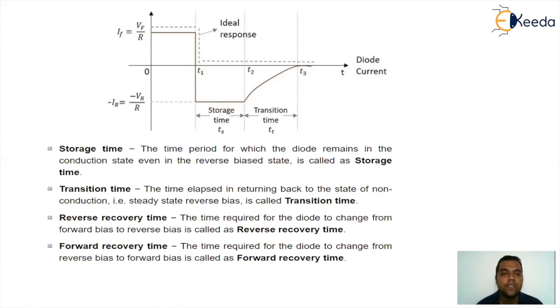So overall, the two important parameters that we understood from the graph are the storage time and the transition time. So this is the main impact of a diode which is going to operate as a switch.